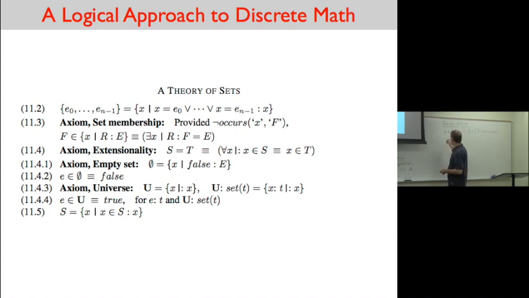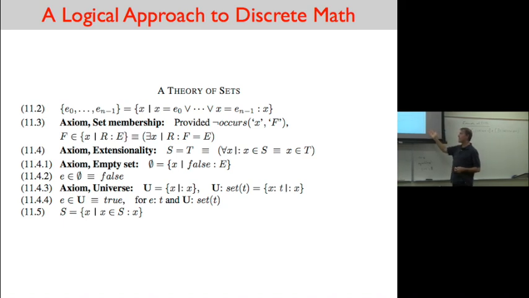Now, how about 11.4? Let's take a look at 11.4. Axiom extensionality. Now what do we have on the left-hand side of the equivalence in 11.4? An expression. What is that expression on the left-hand side of the equivalence? S equals T. No, set equals set. What we have is one set equaling another set.